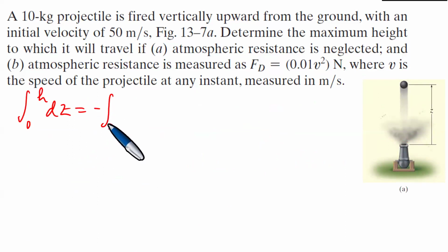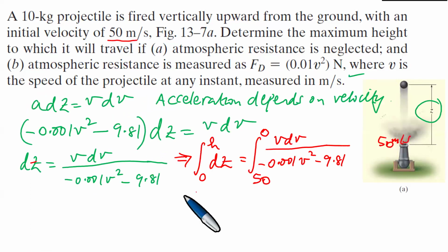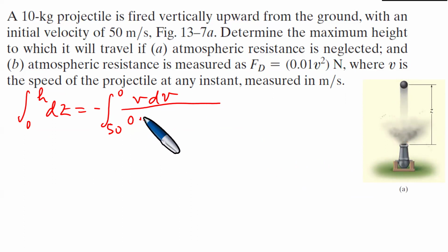Minus 50 initial, 0. v dv. You divide by, pull out the negative because this was negative, so that we have 0.001 v squared plus 9.81, like this.